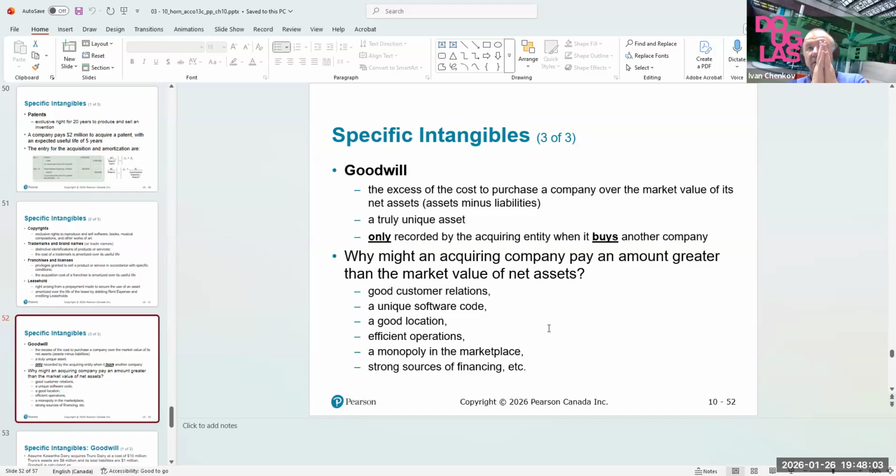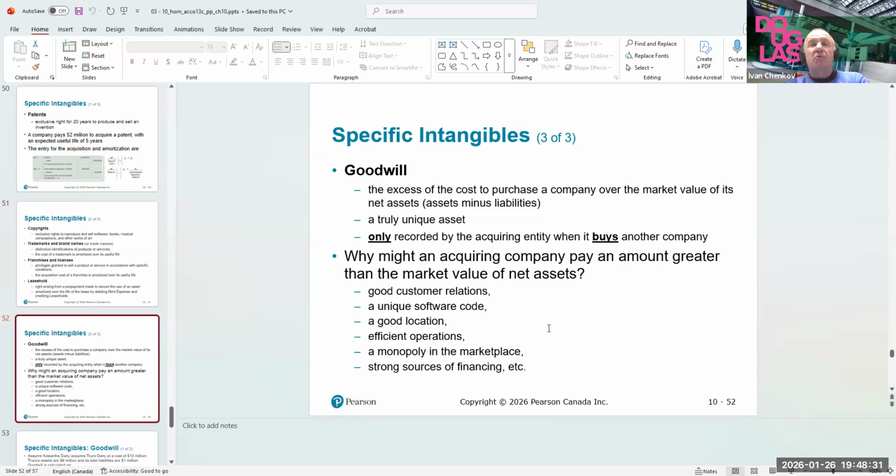So goodwill is the purchase price that a company pays over the market value of the net assets of another company. It's a very unique asset and it's created only and only when one company acquires another company. That's the only way to generate goodwill. There's no other way.